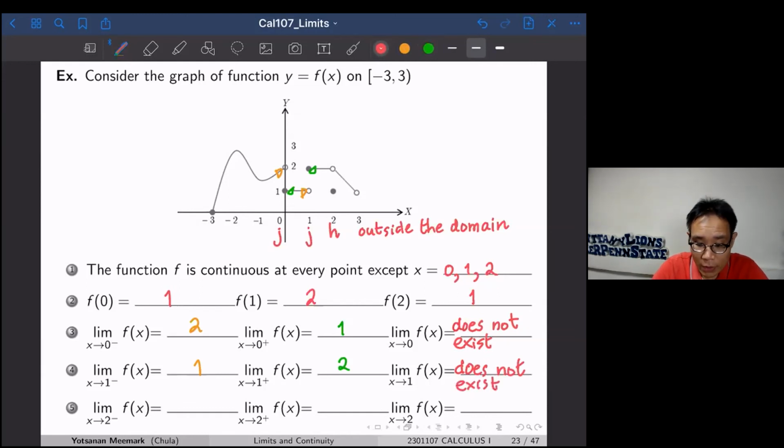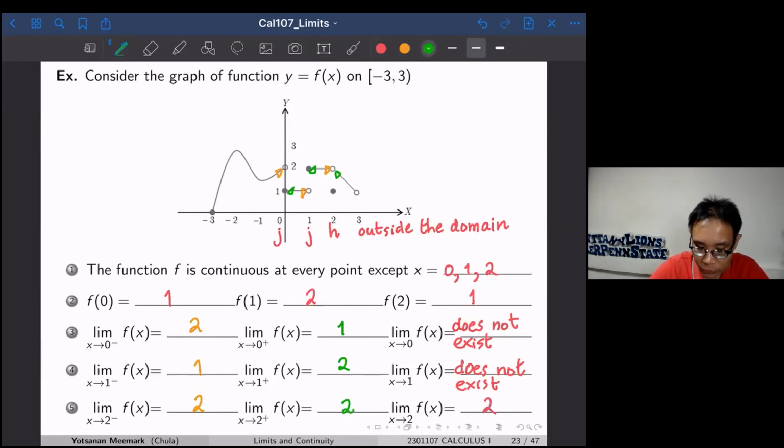Finally, you have limit x go to 2 from the left equal to 2, and limit x go to 2 from the right turn out to be 2 as well, and the limit x go to 2 itself turned out to be equal to 2.